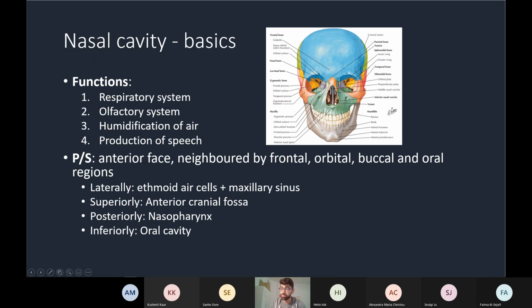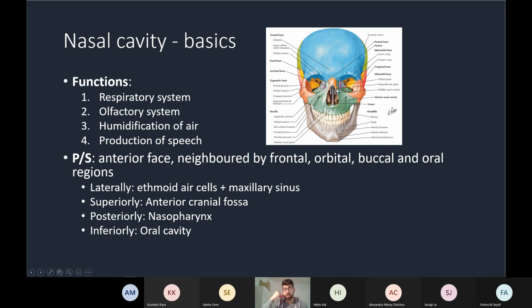So what is it bordered by? It's bordered by the frontal bone here, the orbital structures here, the buccal structures here, and the oral below. And you can describe this region topographically by talking about topographical anatomical direction. So laterally, what do we have? Superiorly, posteriorly, inferiorly. I think this makes a lot of sense. So just to briefly go through the nasal cavity. Superiorly, we have the anterior cranial fossa. So if we remove the frontal bone in this region, we would find the anterior cranial fossa. Laterally, we have the ethmoid air cells, which we can't see here, but we have the maxillary sinus over here and ethmoid air cells. Posteriorly, so behind, we have the nasopharynx.